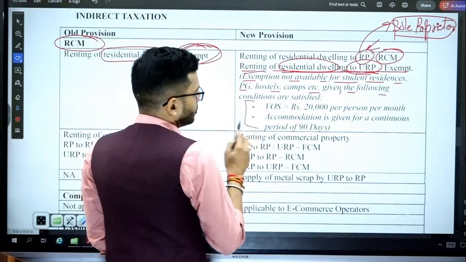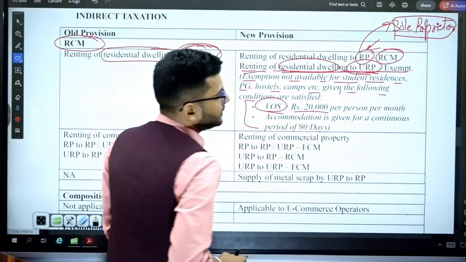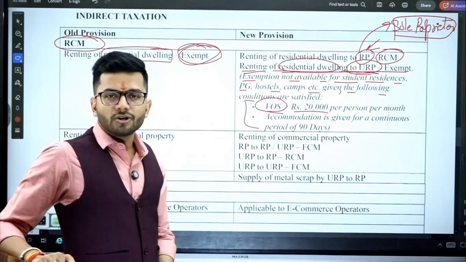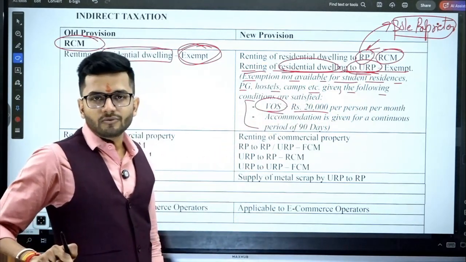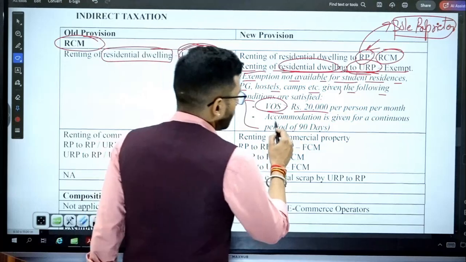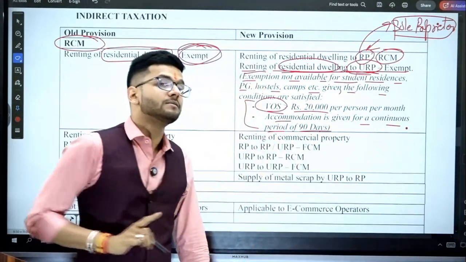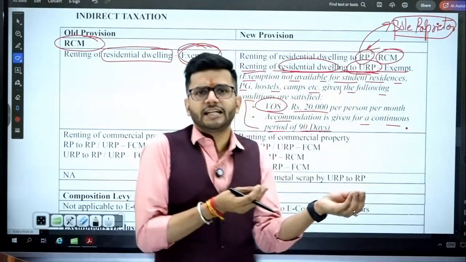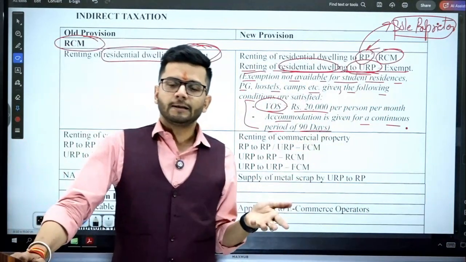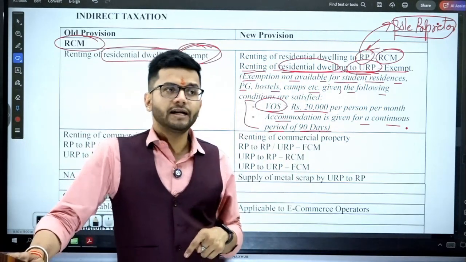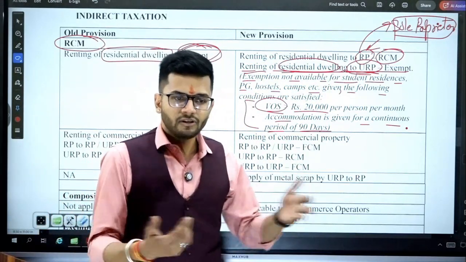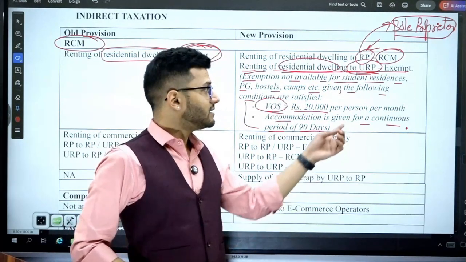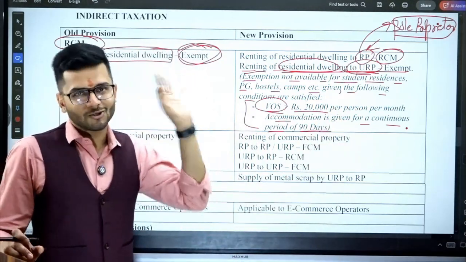Okay, what are the conditions? Value of supply should be more than 20,000 per person per month. It should not be a small PG or a small accommodation. Then accommodation is given for a continuous period of 90 days. So it should not be accommodation where students only stay for a short while, like 15 days. Like you have some training, like PPOP, right? And some person makes their home available for the PPOP students of CMA for staying for 15 days. Then that is not applicable. For them, the exemption still holds good.